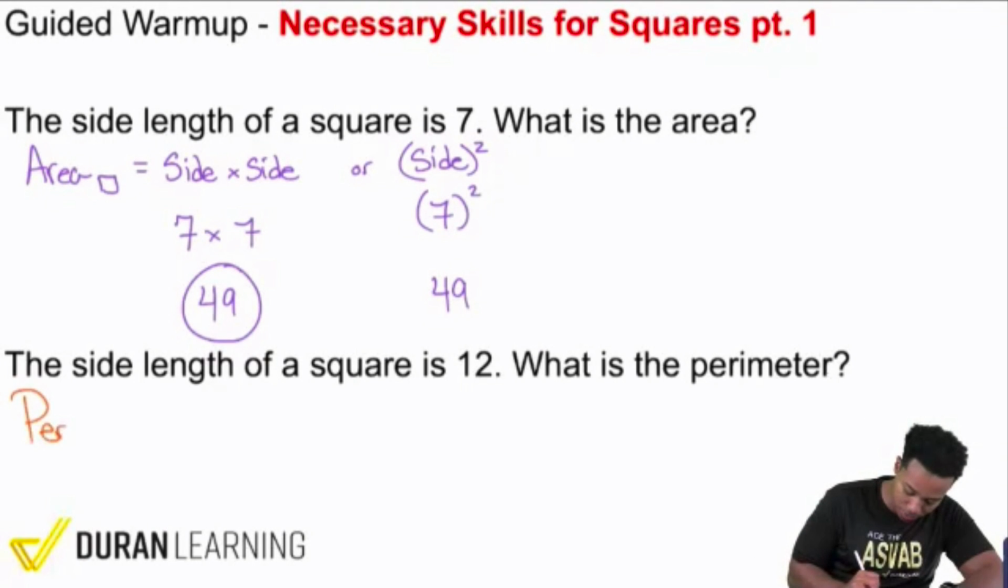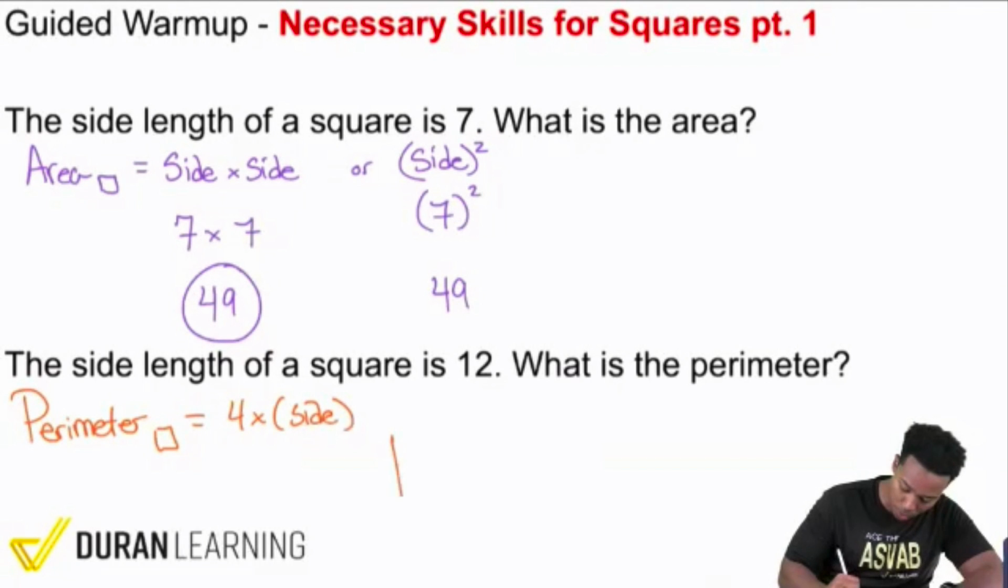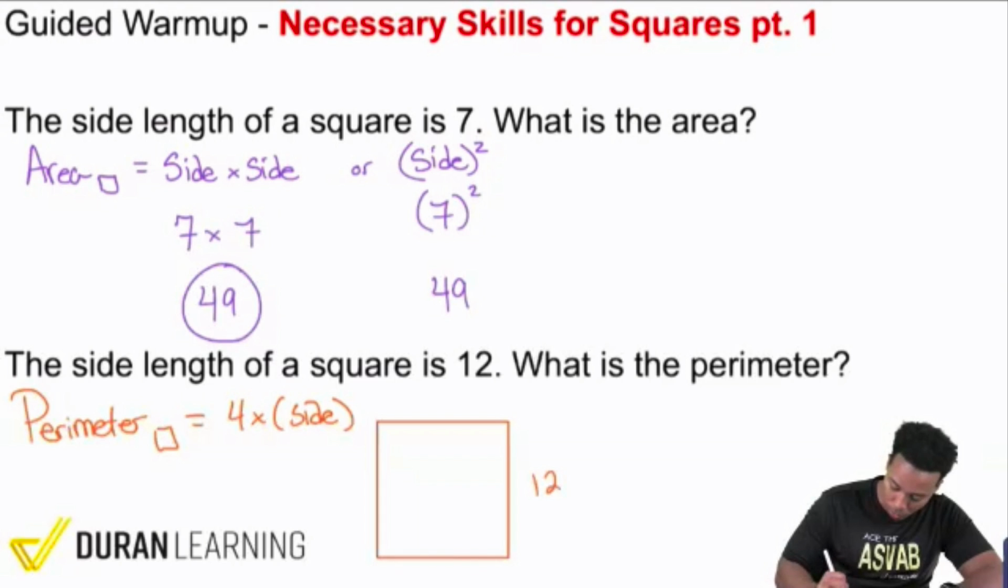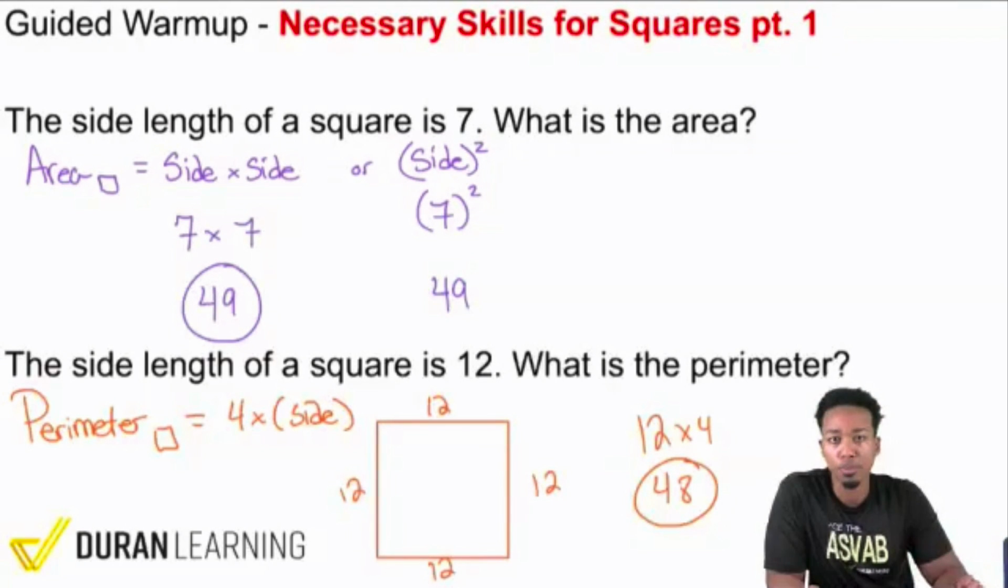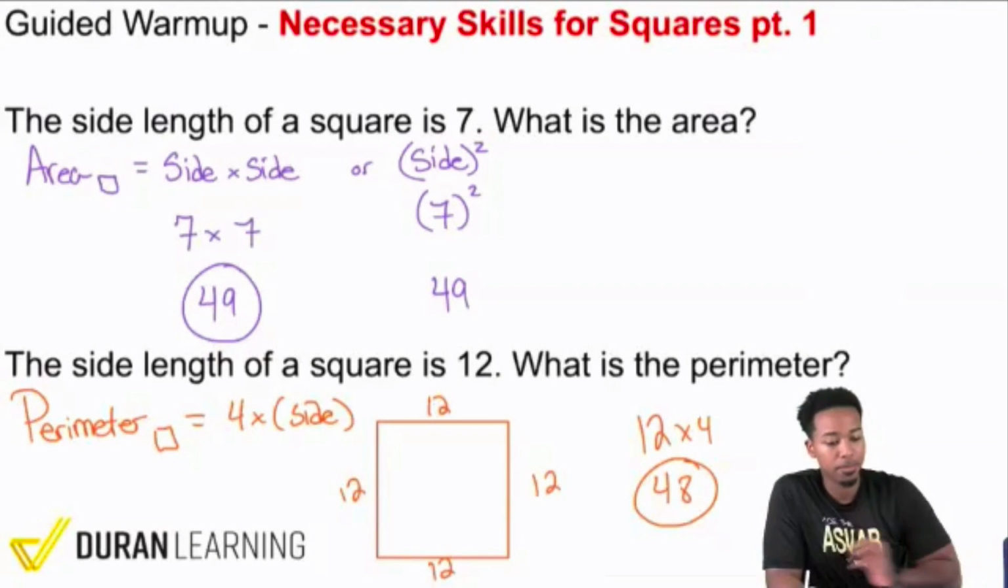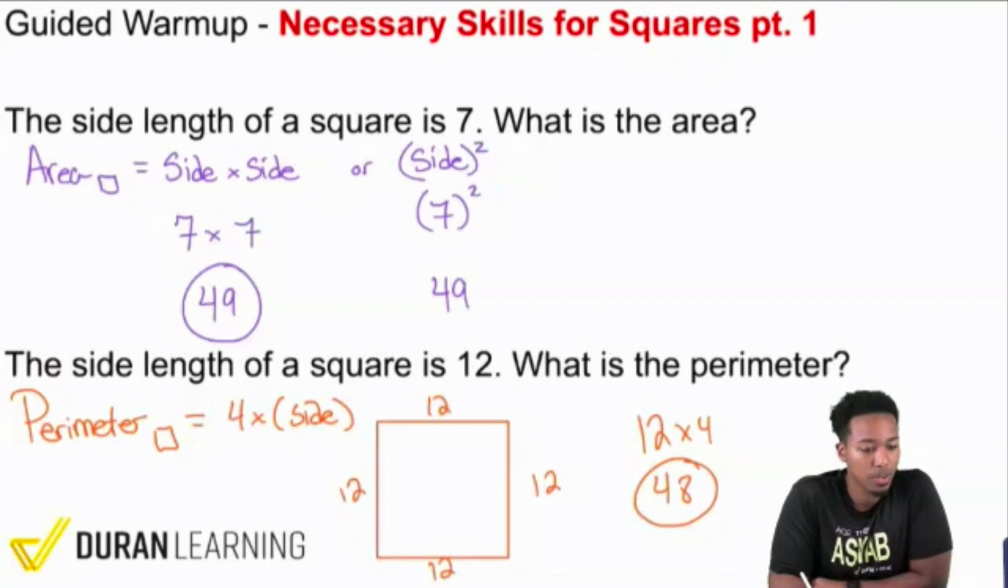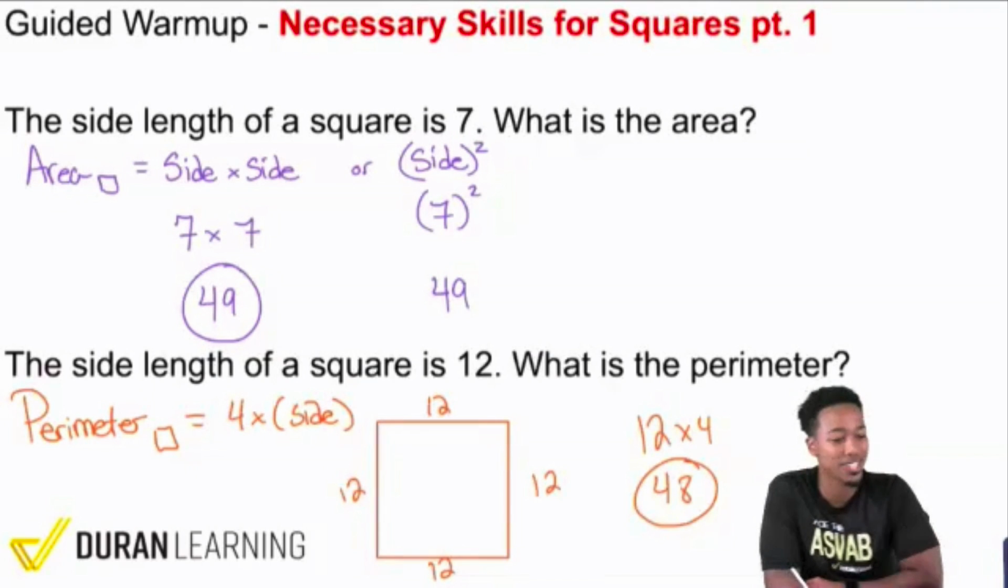The perimeter of a square is going to be equal to 4 times the side, because you're going to have 4 sides. And if you wanted to see a drawing of it, I got you all day. So here's a drawing. We'll have 12 here, 12 there, 12 there, 12 there. 12 times 4, 48. Yes or no, everybody? Are we good to go? Cool. And notice it says part 1. We're going to have a few parts here for the guided warm-up.